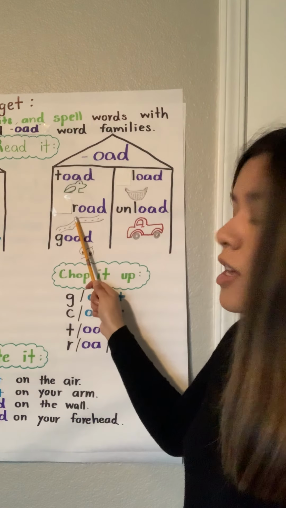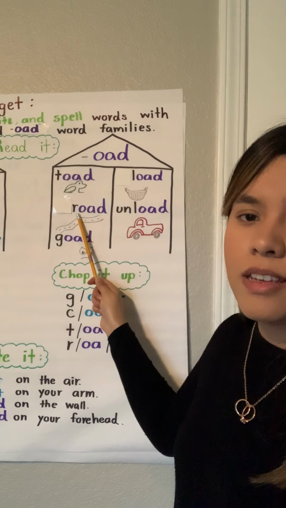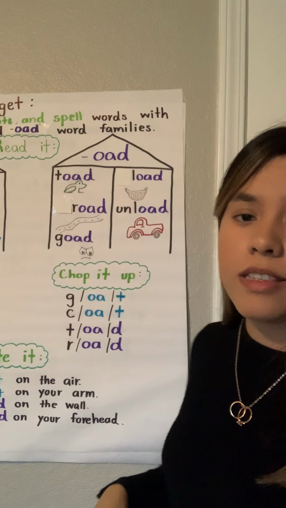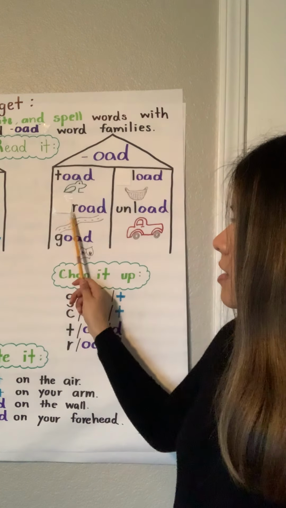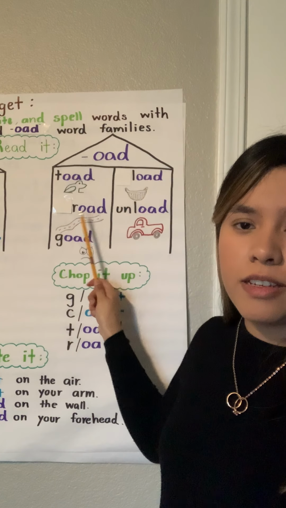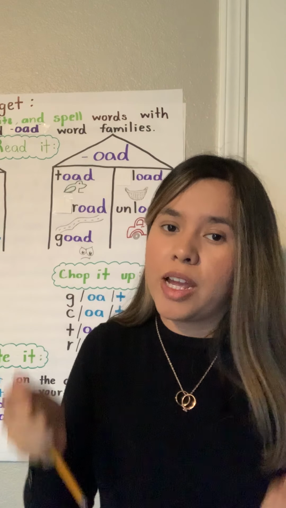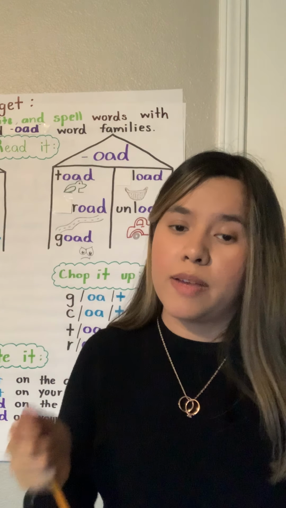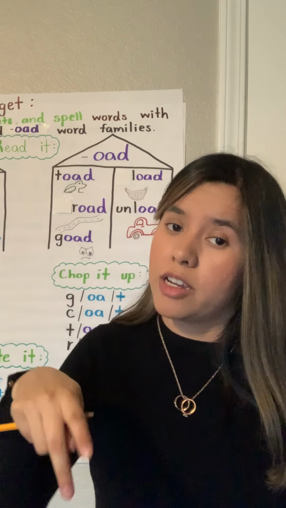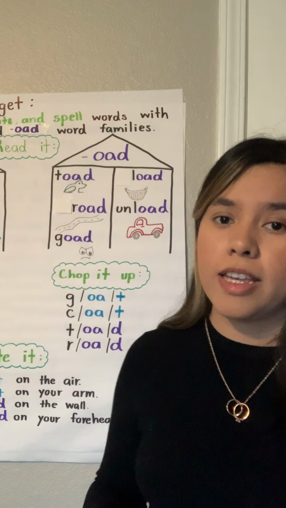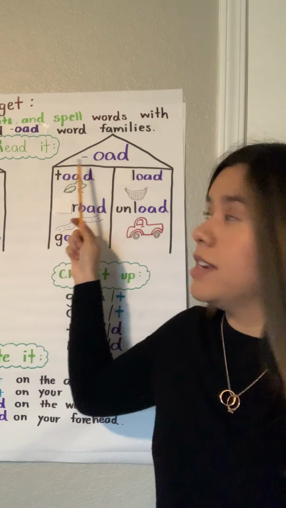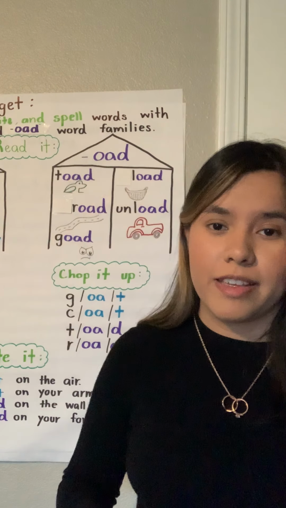Next word is road. Road. Now say it with me. Road. Like the road that people drive through, right? You drive through a road or you can walk through a road. Road. And those words belong to the oat family. Let's keep going.